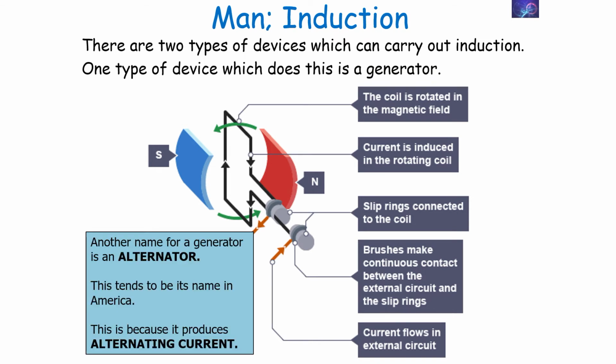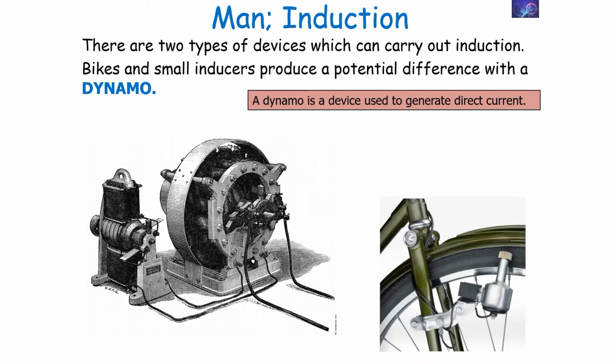Now, another name for a generator is an alternator. This tends to be its name when it's used in America. This is because a generator produces alternating current, so it can also be called an alternator. Now, the second type of device which will carry out electromagnetic induction is called a dynamo. Bikes and small inducers, when they produce a potential difference, tend to use a dynamo.